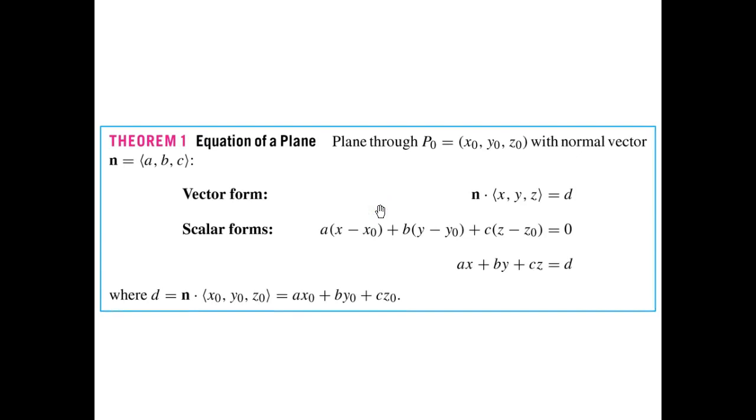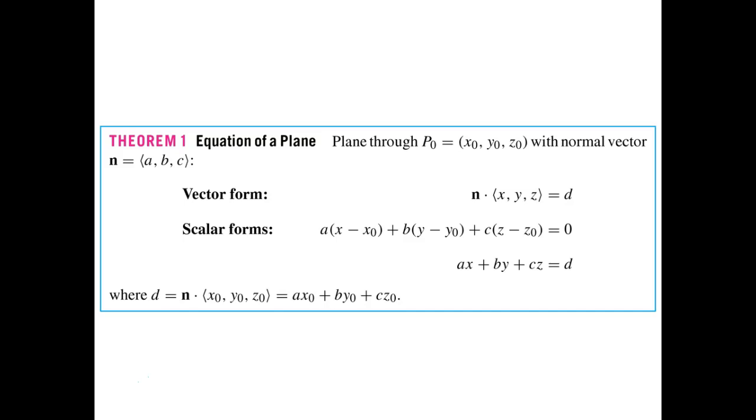The first of these is the vector form. So here's our plane. The plane contains one point you know, P0. You've got the coordinates for that point, X0, Y0, Z0. That point is on the plane. You also know its normal vector, A, B, and C. How you know that, they're not telling you, but you know. Okay, you know a point on the plane and the normal vector to the plane. So the vector form of that equation is that n dot xyz, some other point on the plane, is equal to some constant d.